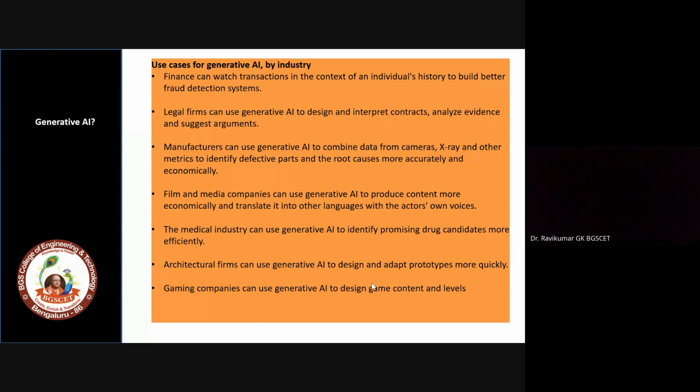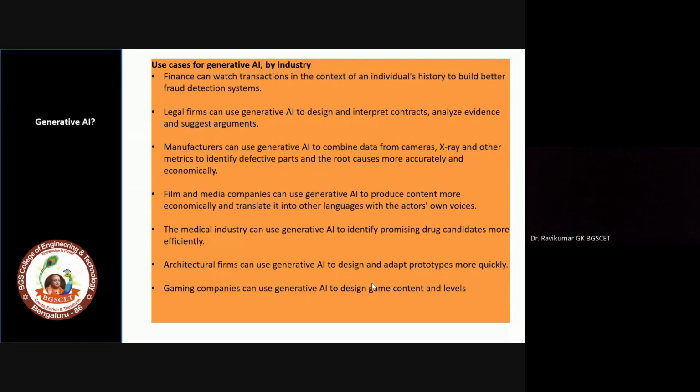For example, the medical industry is using generative AI in a very good way, by knowing the disease and the basics of the medicines the doctor is prescribing. So generative AI will help the pharmacist or the doctors to suggest or prescribe the most efficient drug based on the disease, the previous history of the disease, and the medicine the patient has taken. Coming to architecture, firms use generative design to adapt prototypes more quickly.